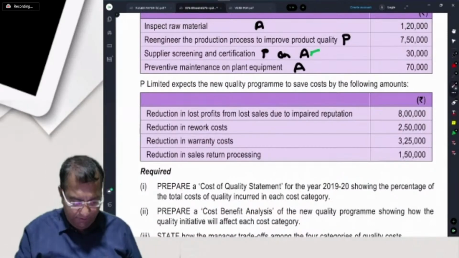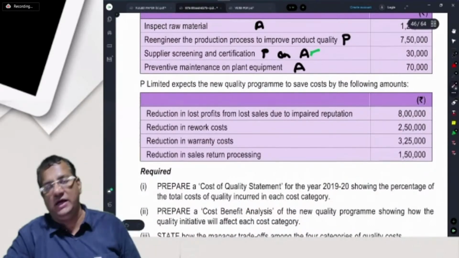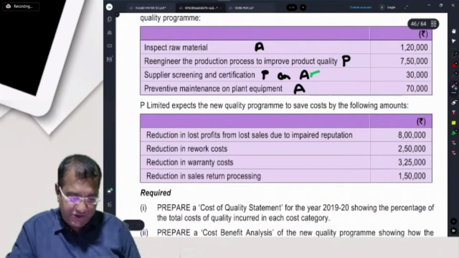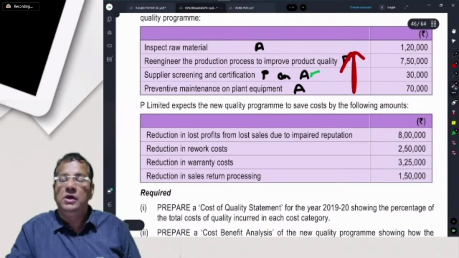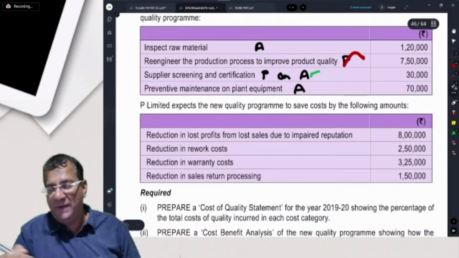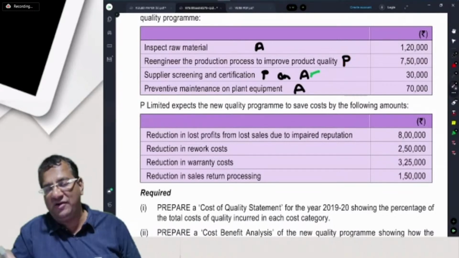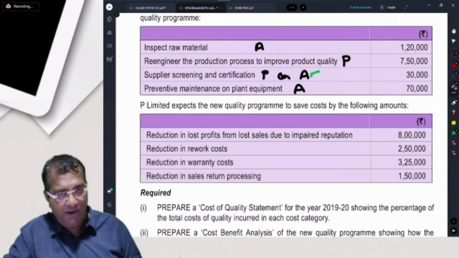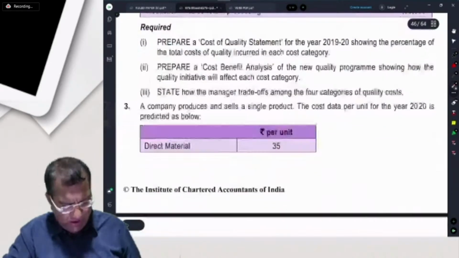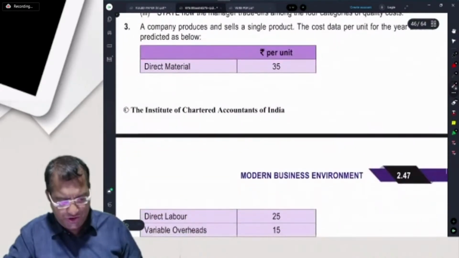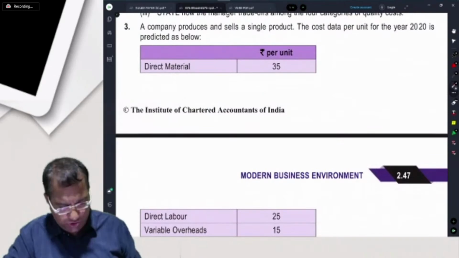So इस प्रकार से हमें अब एक cost benefit analysis देना है, whether whatever expenditure we have incurred on conformance cost, whether that has been benefited by the company through exceeding the reduction in the non-conformance cost. Clear है बेटा? Simple सा question है, nothing special about that. Now this question is very, very special. Question number 3rd.